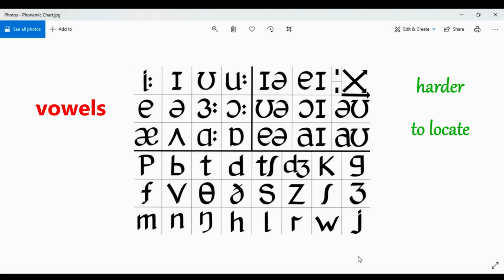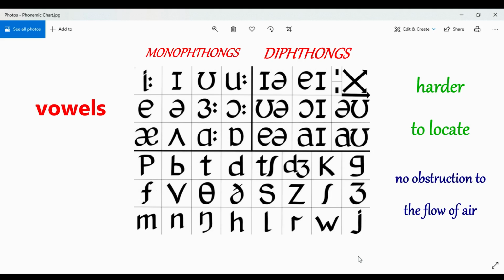Vowels are harder to locate, and there is no obstruction to the flow of air. They are split into two sections, monophthongs and diphthongs. The tongue and mouth stay in one position in monophthongs, whereas for diphthongs the tongue and mouth have to move, combining the sound of two monophthongs.